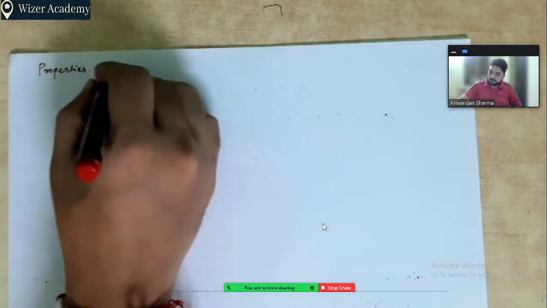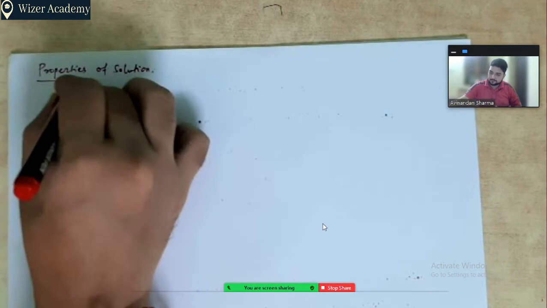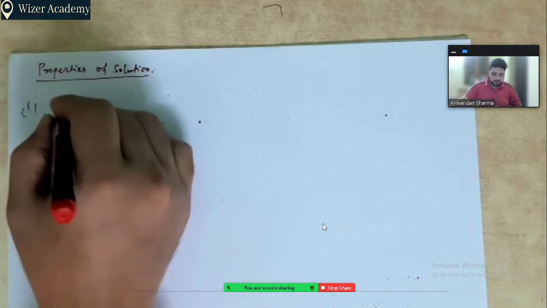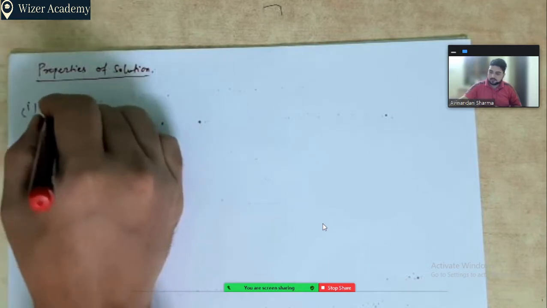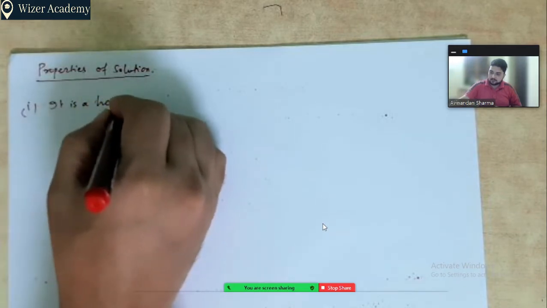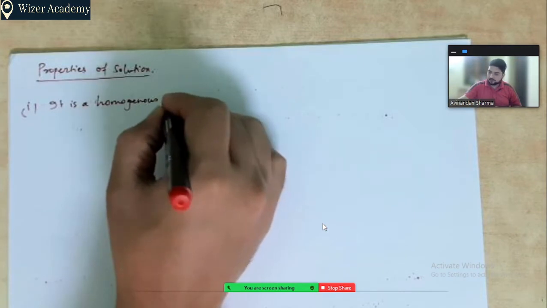Properties of solution. First property is a solution is a homogeneous mixture.